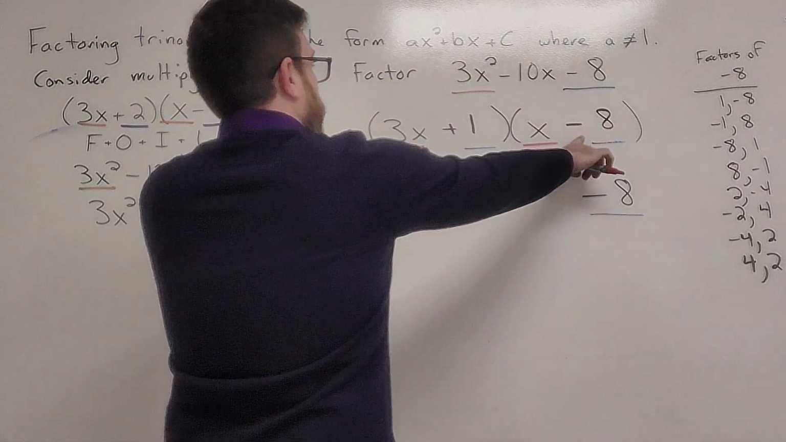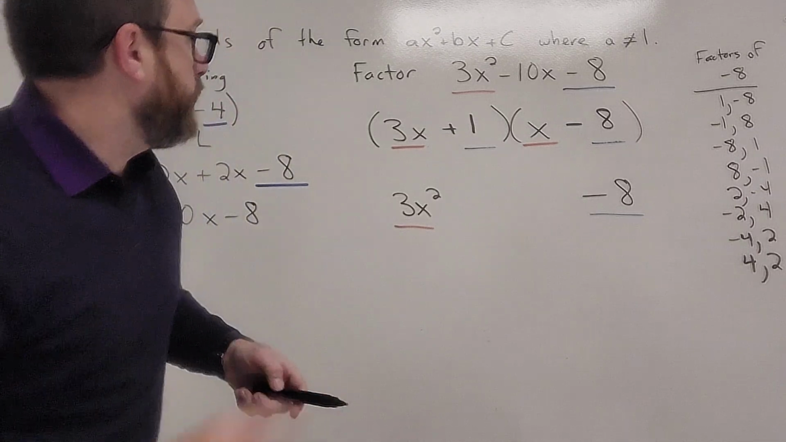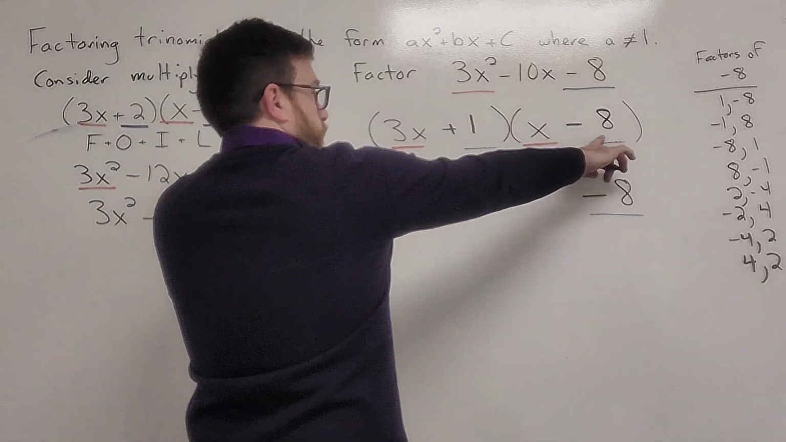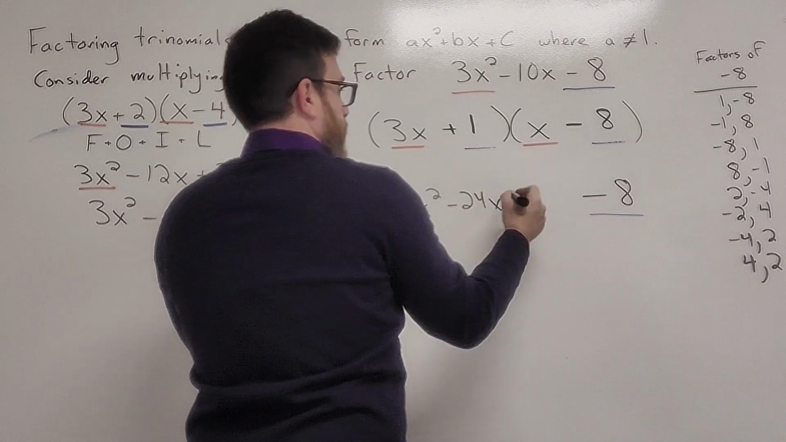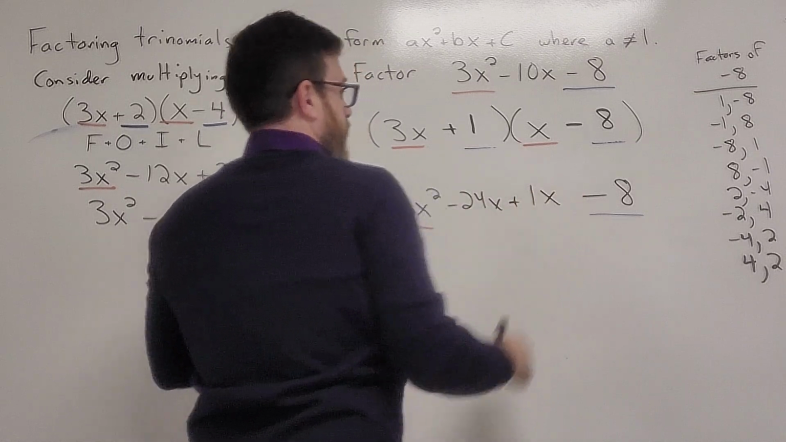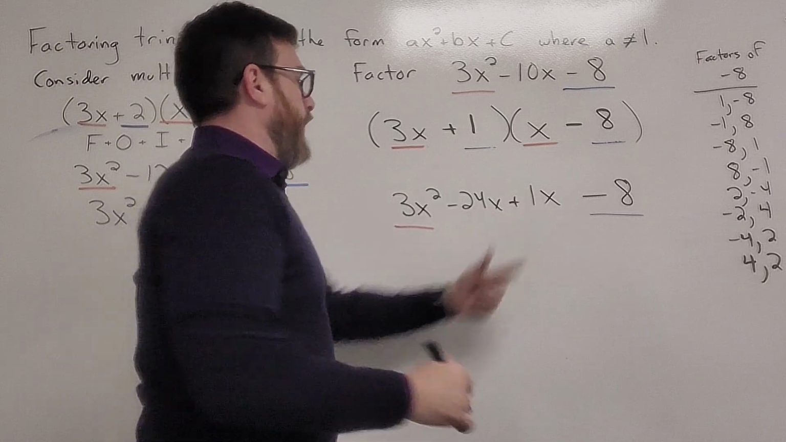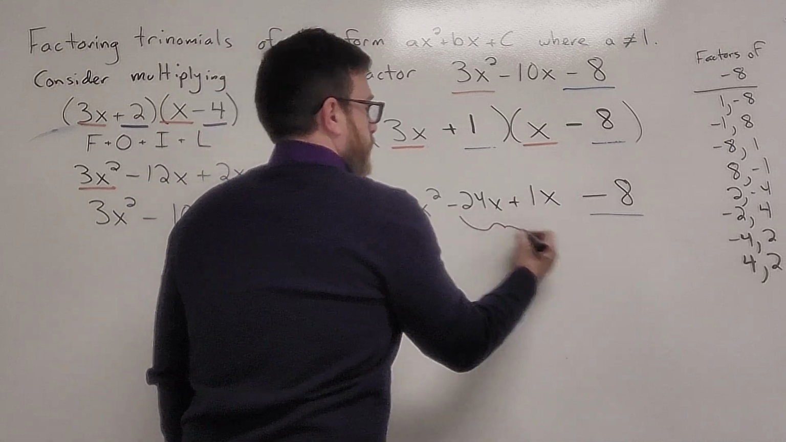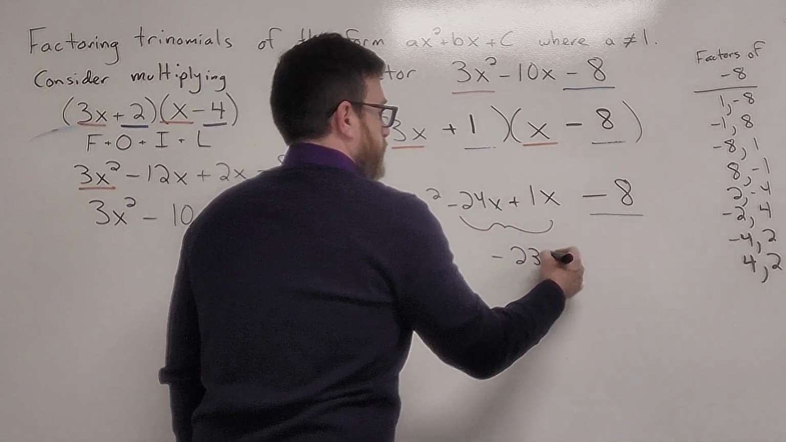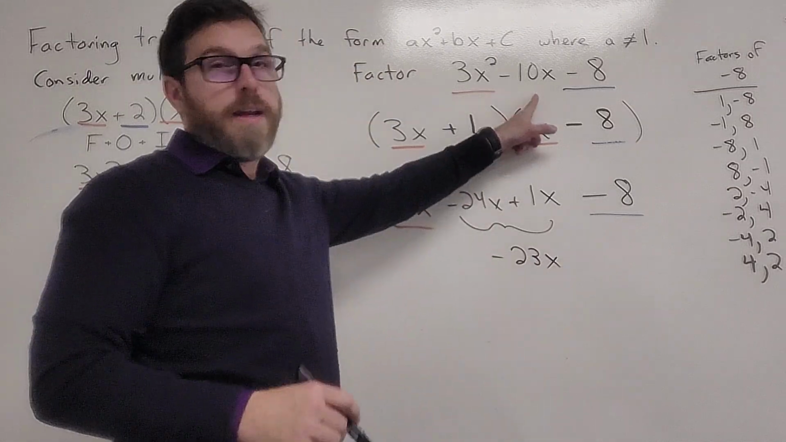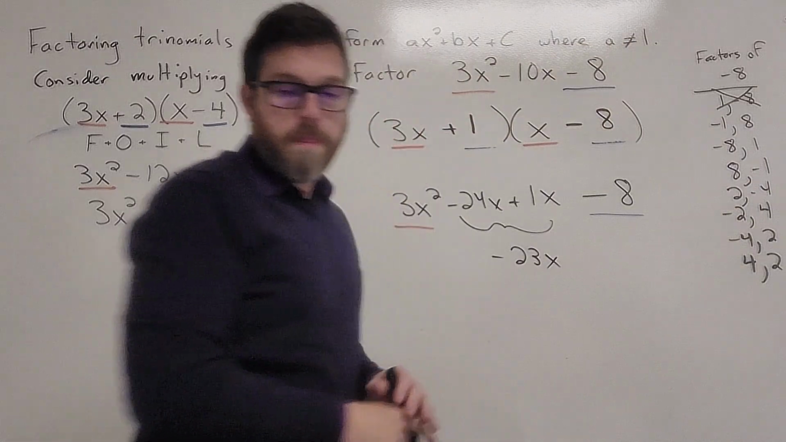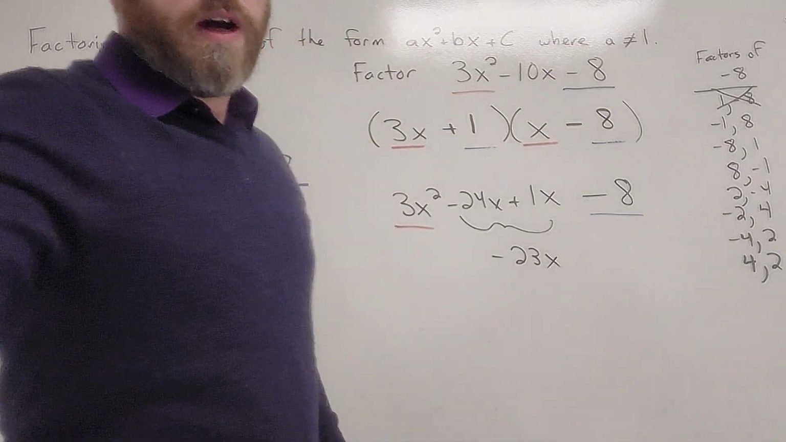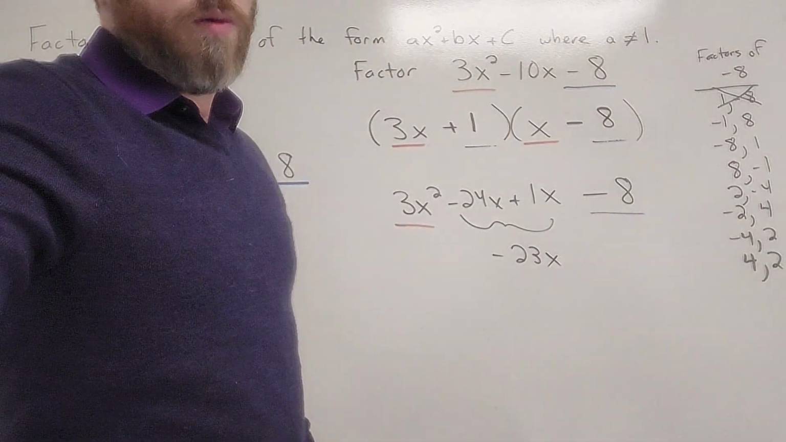So minus 8 times positive 3, or 3 times minus 8, is going to be minus 24x. And then inside is going to be a plus 1x. And we can see that these are going to add to a minus 23x, which isn't what we want. We want a negative 10x. So those don't work. Now we're going to try the next ones, and we're just going to figure out what numbers are going to work here.